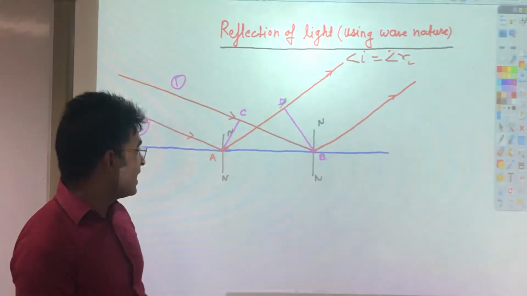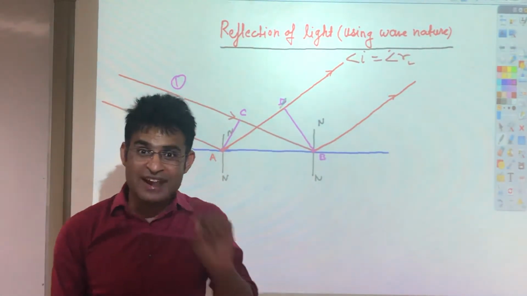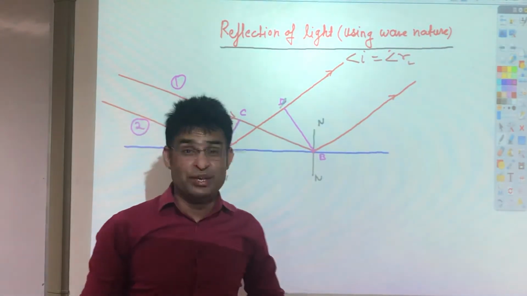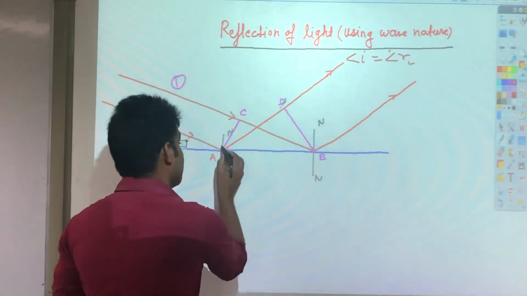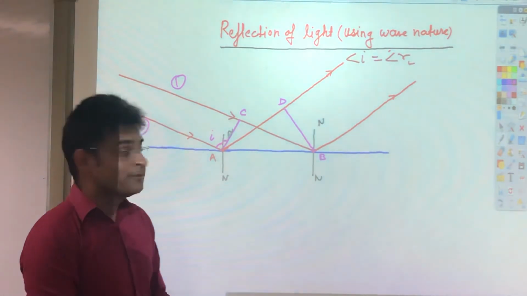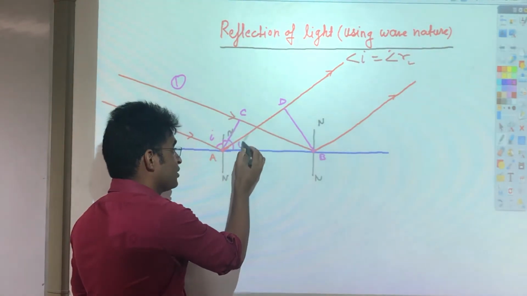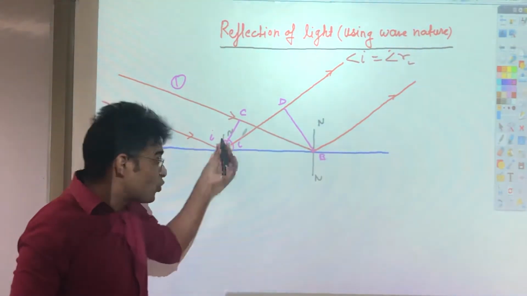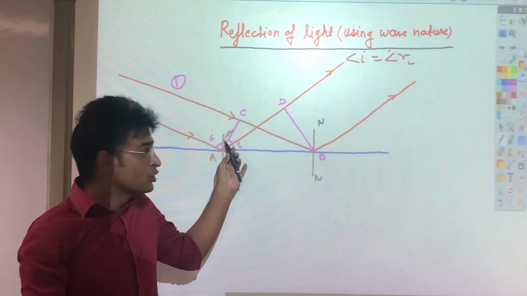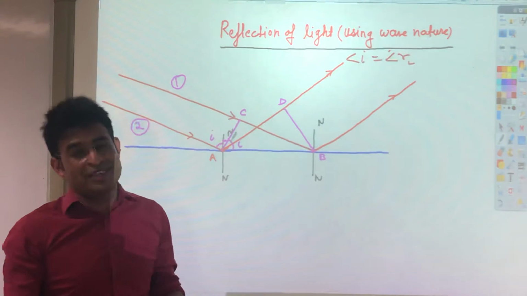So if you see triangles ACB and ADB, I will prove that triangle ACB and ADB are both similar triangles. Why similar? Let's say this angle is I. So this angle will be 90 minus I. If this angle is 90 minus I, then this angle should be equal to I. It's a basic thing. This total should be 90, so this part should be equal to 90 minus I, and it means this part should be equal to I, because the total has to be 90.